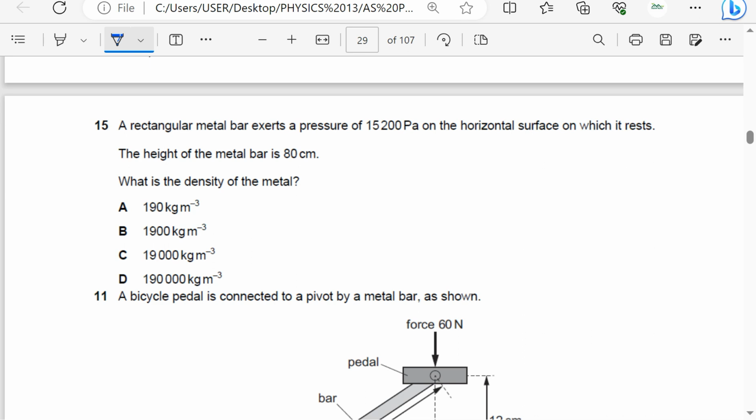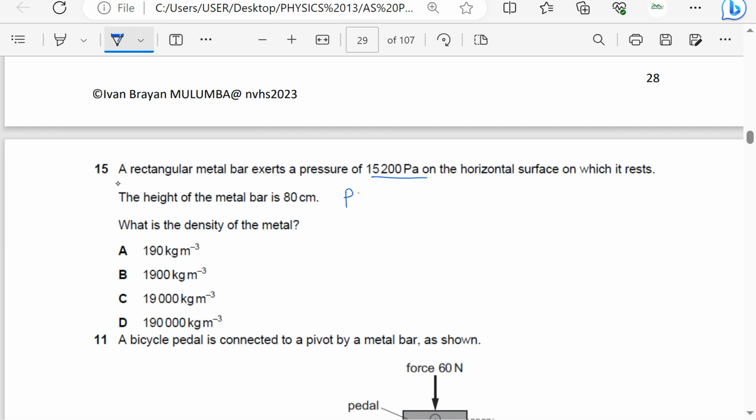A rectangular metal bar exerts a pressure of 15,200 pascals on the horizontal surface on which it rests. The height of the metal bar is 80 centimeters. What is the density of the metal? So we know that pressure is equal to force over area. The force will be the weight, which will be mg divided by the cross-sectional area.